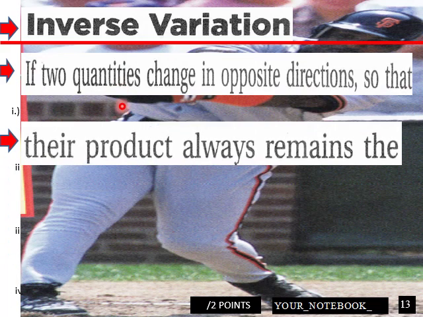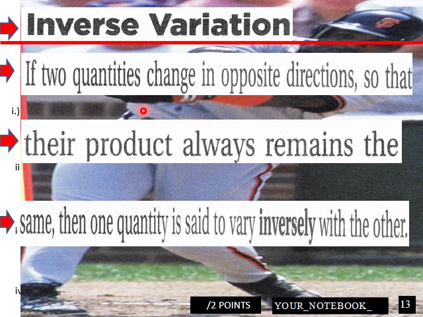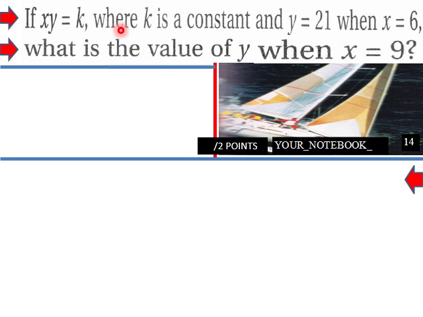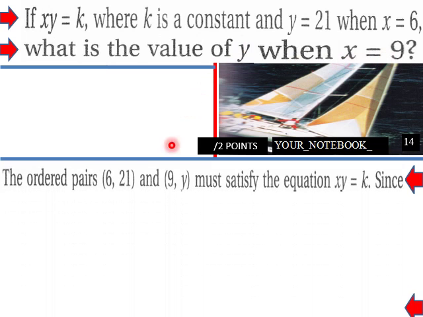Inverse variation: if two quantities change in opposite directions, so their product always remains the same, then one quantity is said to vary inversely with the other. So if xy equals k, this would be an inverse variation. K is a constant. Say y equals 21 when x equals 6. What is the value of y when x equals 9?